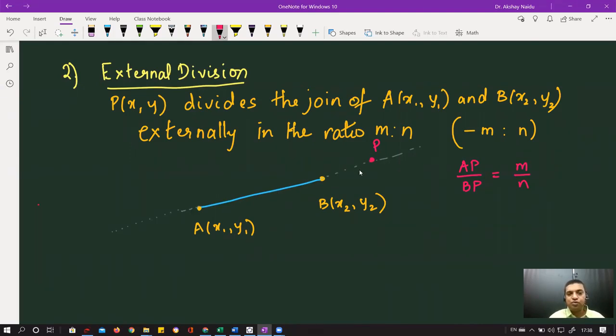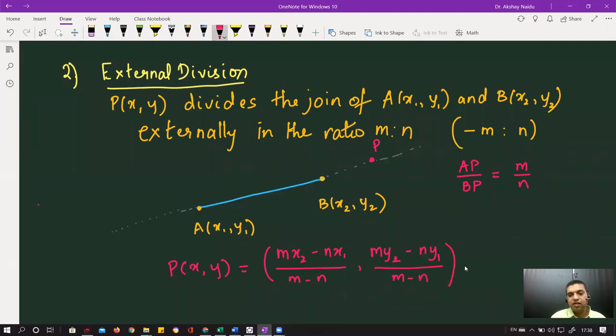I would want you to try to solve and get this formula. I am directly writing the result. So P(x, y) will be (mx2 minus nx1) by (m minus n), and (my2 minus ny1) by (m minus n). This is the formula for external division.